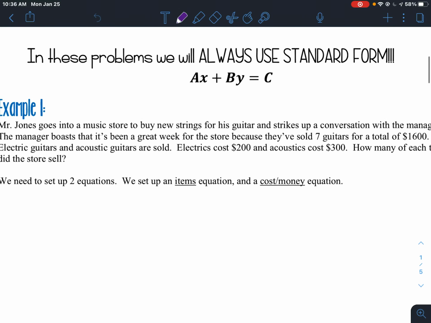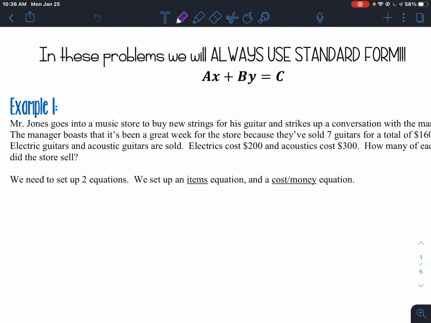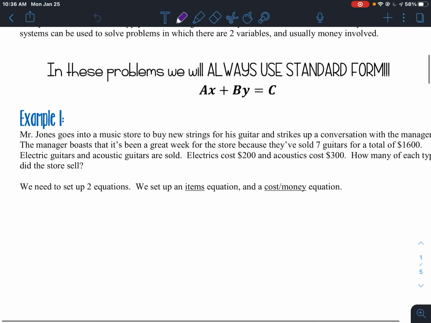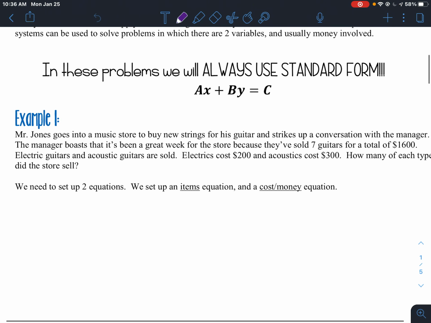So for this first one, Mr. Jones goes to a music store to buy new strings for his guitar and strikes up a conversation with the manager. The manager boasts that it's been a great week for the store because they've sold 7 guitars for a total of $1,600. Electric and acoustic guitars are both sold. Electric guitars cost $200 and acoustic guitars cost $300. How many of each type did the store sell?